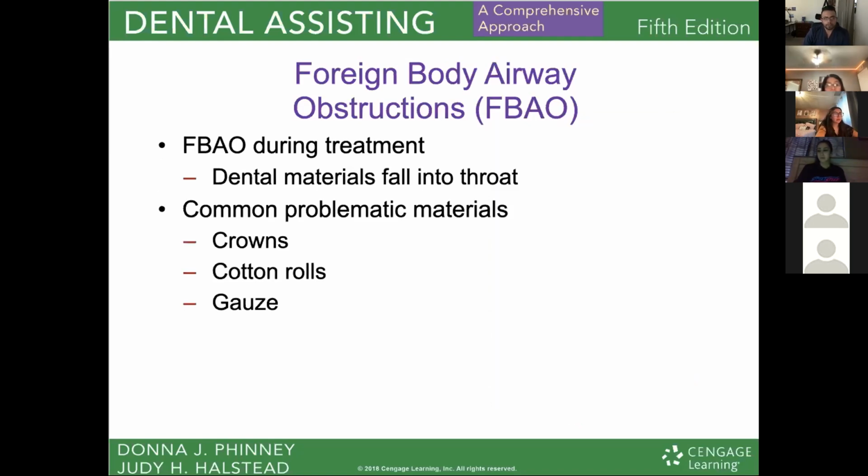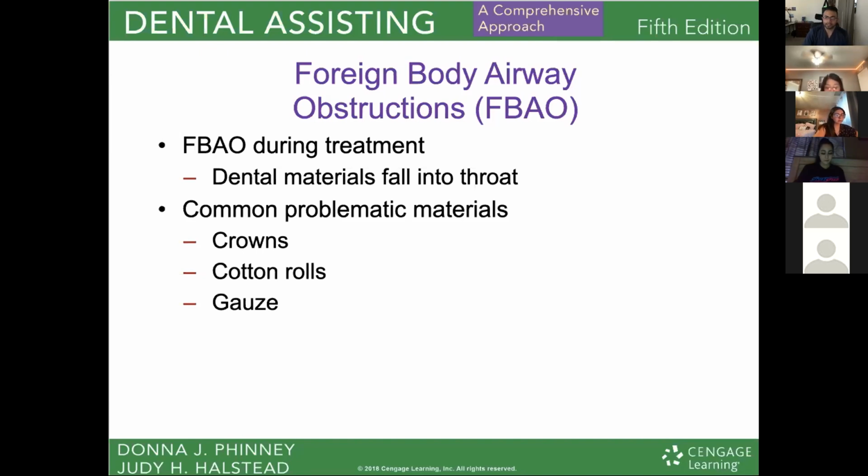Okay, so now we're going to talk about foreign body airway obstructions. These are also known as FBAOs. This can happen during dental treatment where materials fall into the throat. Some common problematic materials are crowns, cotton rolls, and gauze. Basically, oxygen is essential to survival, and if oxygen is cut off or decreased, the patient will be at risk. In the dental office, the risk of an FBAO is pretty high due to the materials and instruments falling into the oral cavity during procedures.